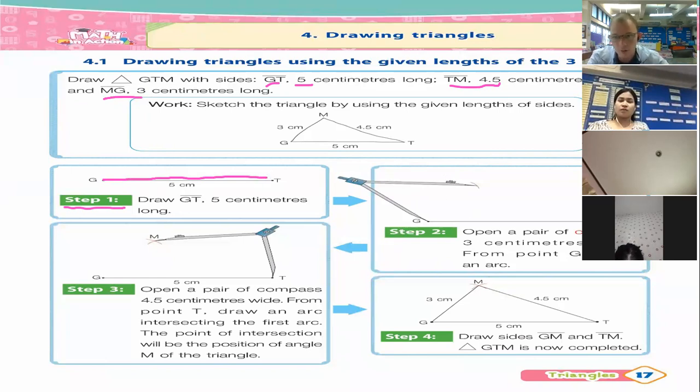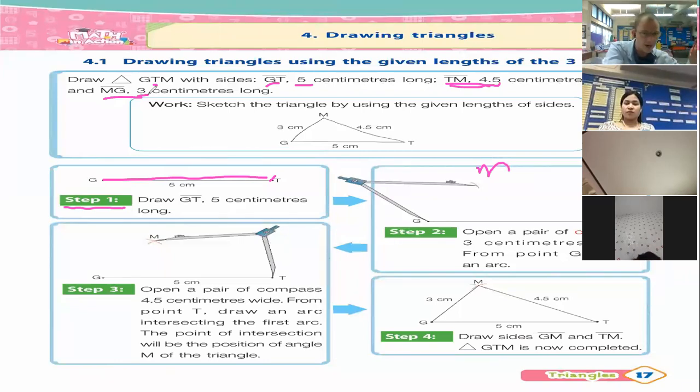Then step 2, we have T already, we have T here and G. So our apex for this one is going to be M. M is going to be somewhere here. So first we look at G. MG is 3 centimeters. So we take our compass and pull it 3 centimeters apart.